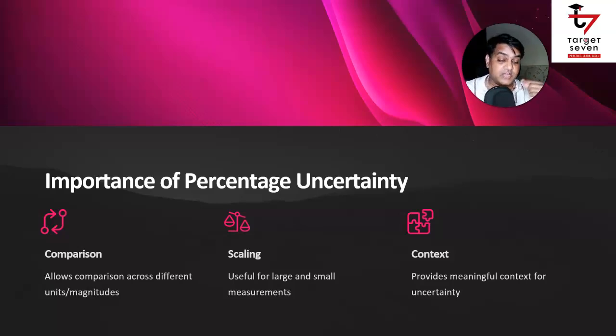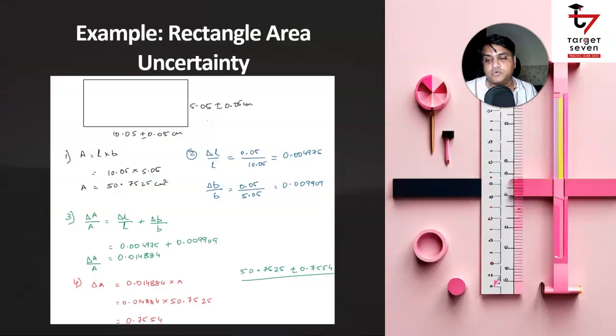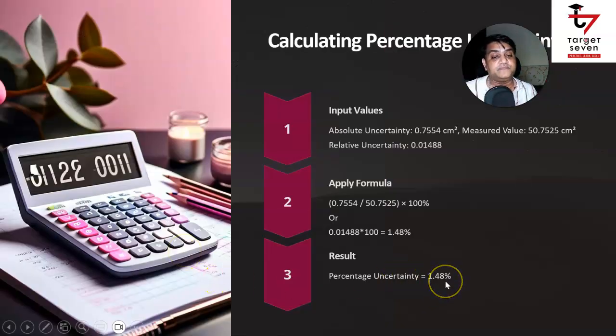Moreover, the percentage uncertainty also helps by reducing the number of decimal places. When the number of decimal places is on the higher side, it gives an awkward feeling. Well, if you notice, the value of the fractional uncertainty of the area of the rectangle is 0.014884 as against 1.48% for the percentage uncertainty.